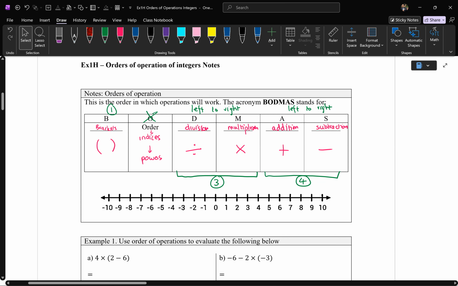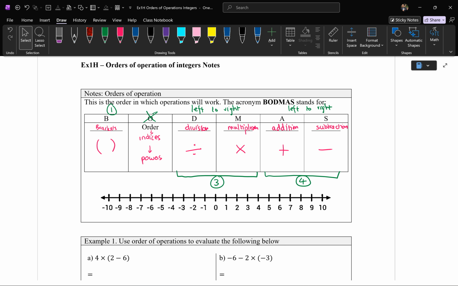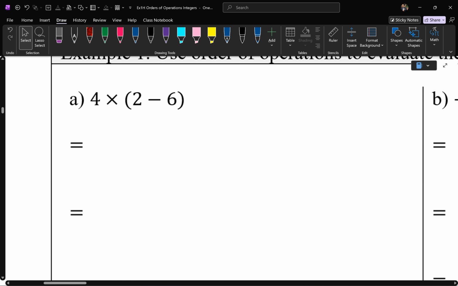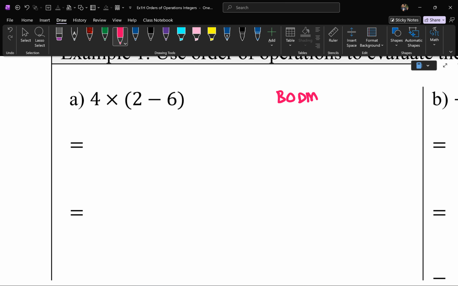You're just following, get rid of all the brackets, get rid of any powers, get rid of any division or multiplication, and then any addition or subtraction. So here's the first example. A, you got 4 times bracket 2 minus 6. Now, according to BODMAS, so here we go, I'm going to write it in, BODMAS, what comes first? Can I please have Yuri? What comes first in this example? Brackets. So B is first, and I look at it and I say, yes, I do have brackets.